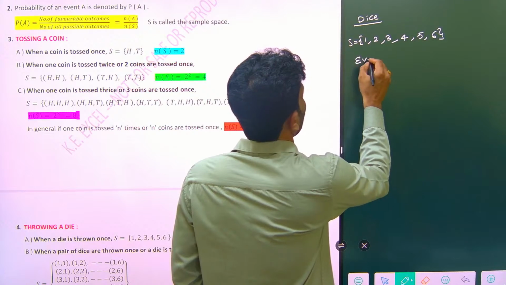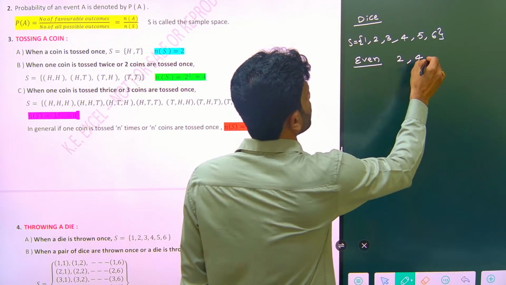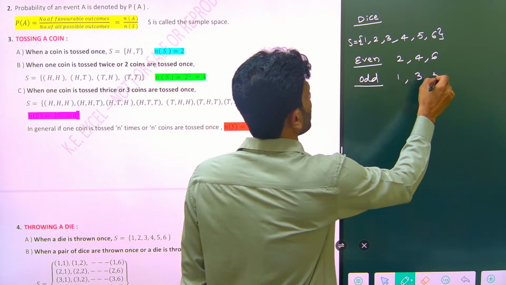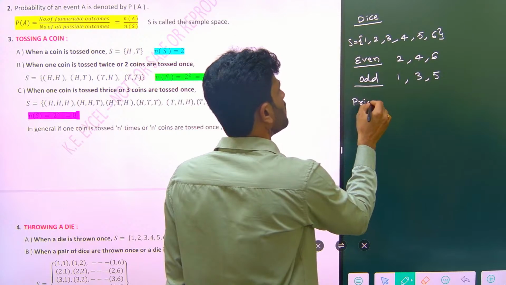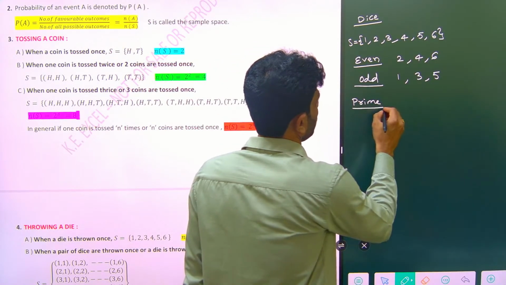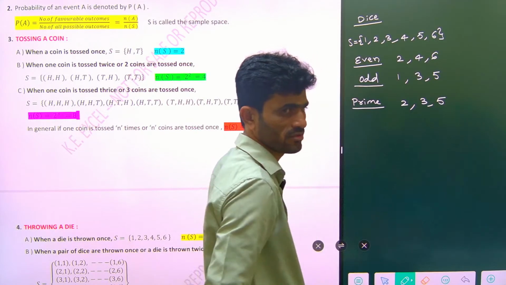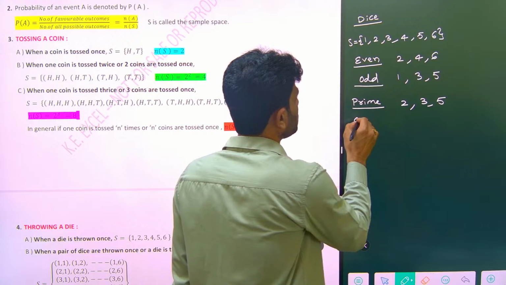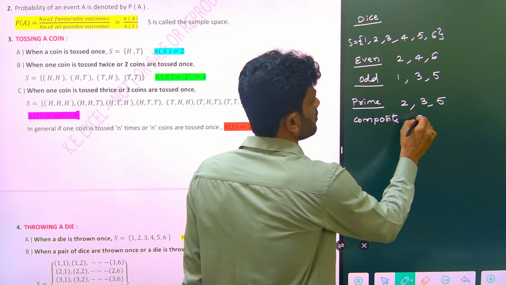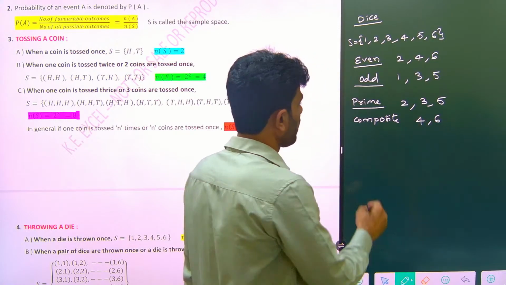Do all of you have an idea about even numbers? Even numbers: 2, 4, 6. Odd numbers: 1, 3, 5. Prime numbers: 1 also? No, 2, 3, 5 are prime numbers. Composite numbers: 3 will not come, no. 4 or 6 are composite numbers.